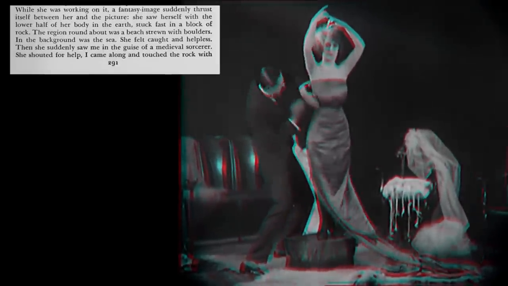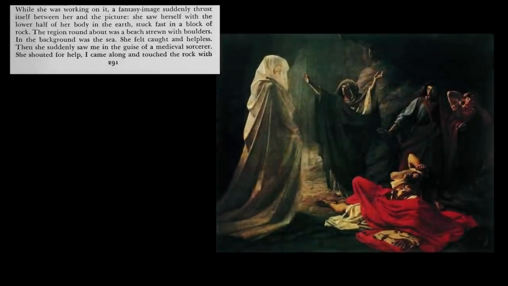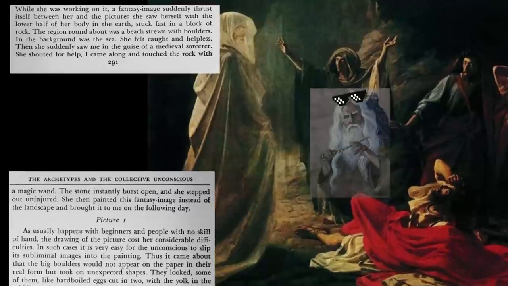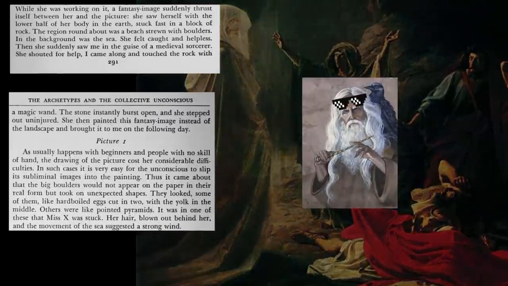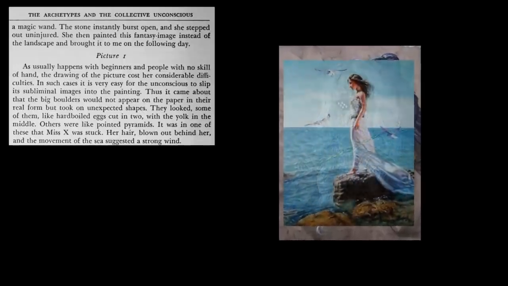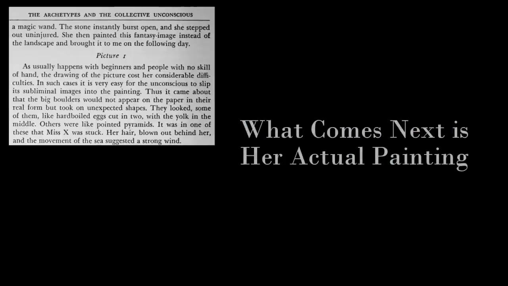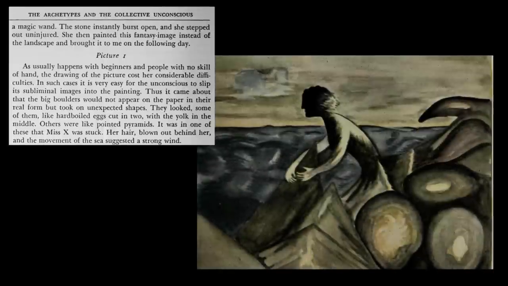She then suddenly saw me in the guise of a medieval sorcerer. She shouted for help, and I came along and touched the rock with my magic wand. The stone instantly burst open, and she stepped out uninjured. She then painted this fantasy image instead of the landscape and brought it to me on the following day.